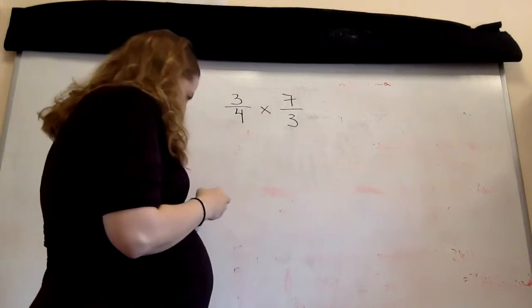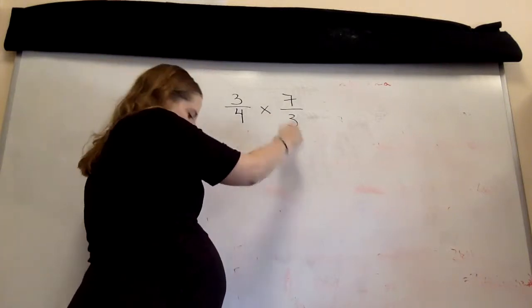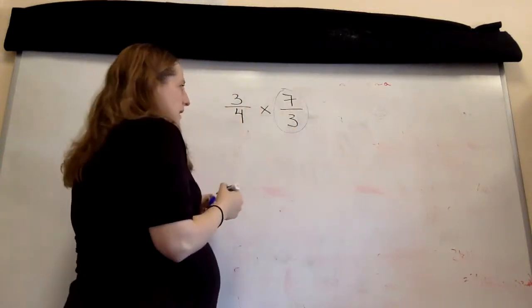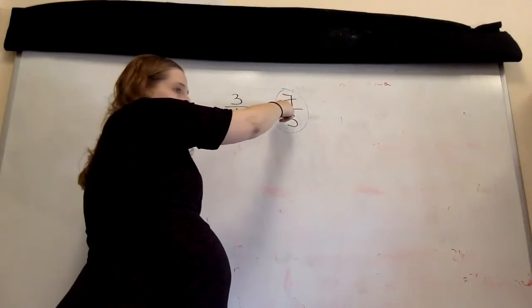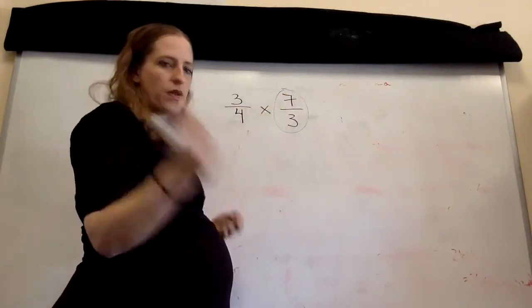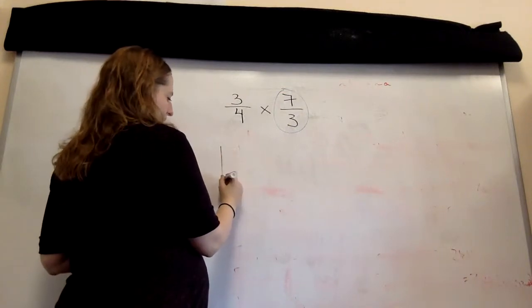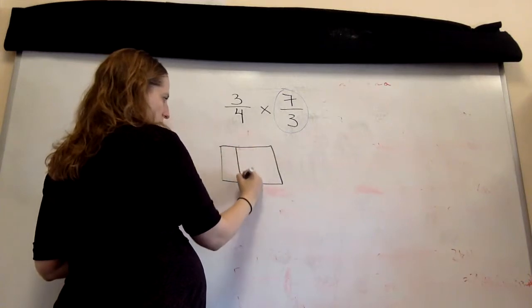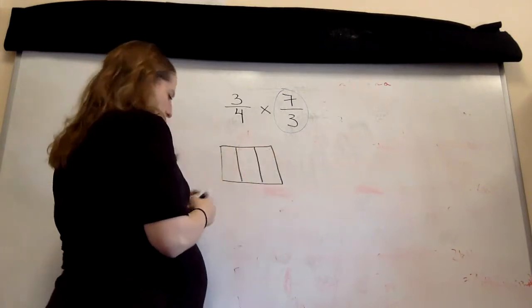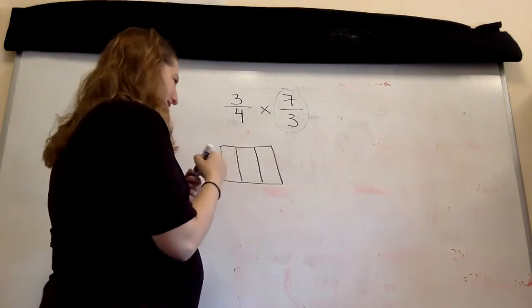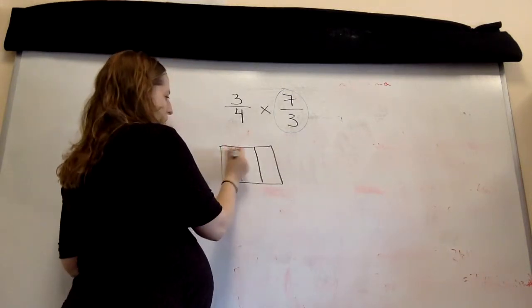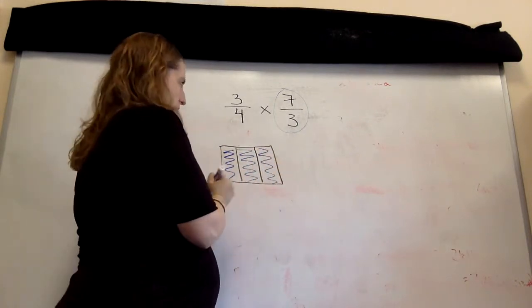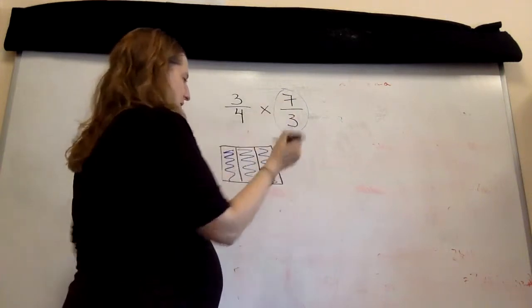So I'm going to start off by drawing my 7/3. Let's think about what 7/3 really means. It means I have 7 equal pieces. Each piece is worth, sorry, not 3, it's worth 1/3. So here's one whole. If I split that into thirds, there's 1, 2, 3 thirds. So now I'm at 3/3, but I need to get to 7/3.